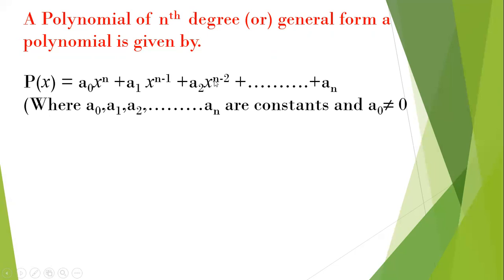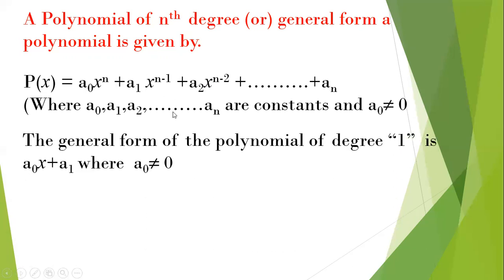And the last term, n minus 2, that means 2 minus 2, so x power 0. X power 0 means it becomes 1, so this term remains a constant. That is up to a2, it will end for a quadratic polynomial of degree 2. So I will give some examples for this.